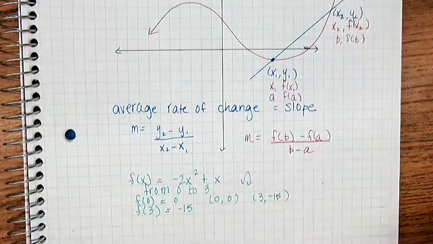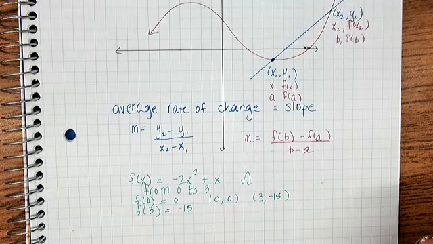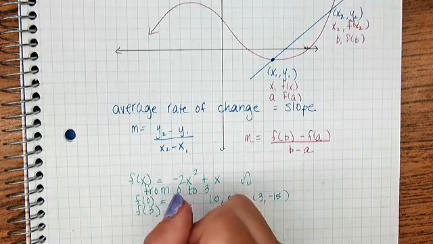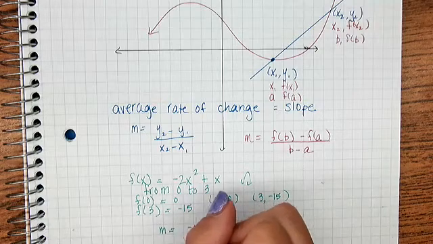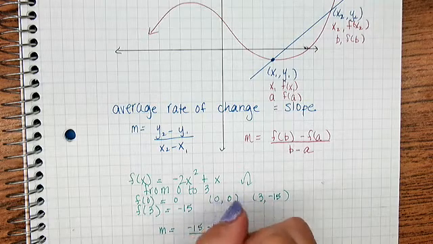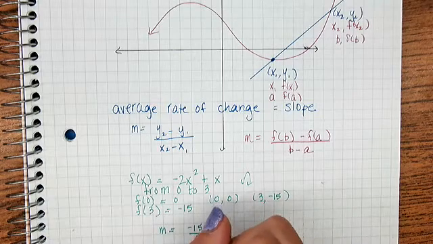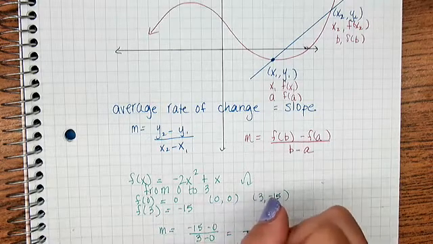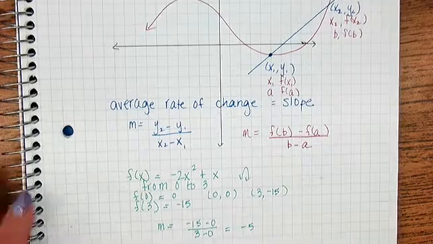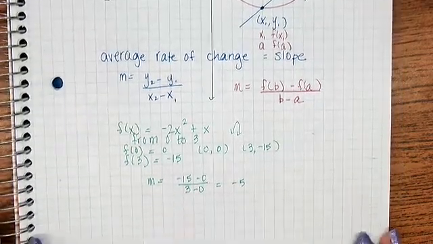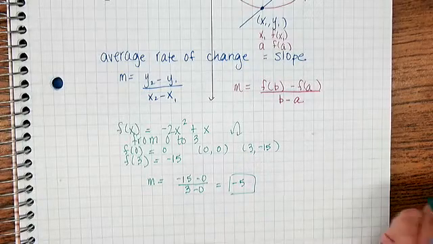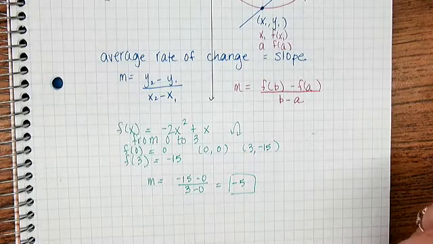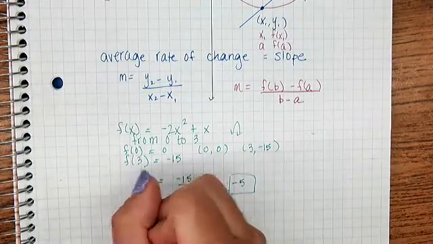Now I can find the slope of this secant line, also known as the average rate of change. They are synonyms. So the slope is going to be negative 15 minus 0 over 3 minus 0, which I believe is negative 5. Okay, that's the slope.